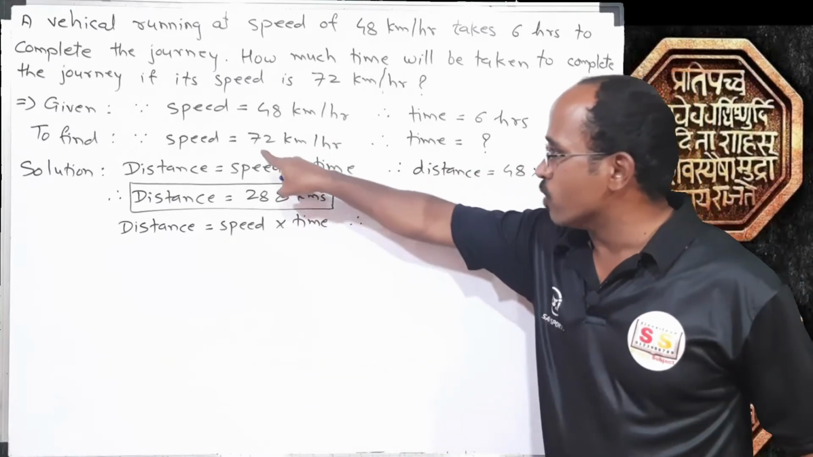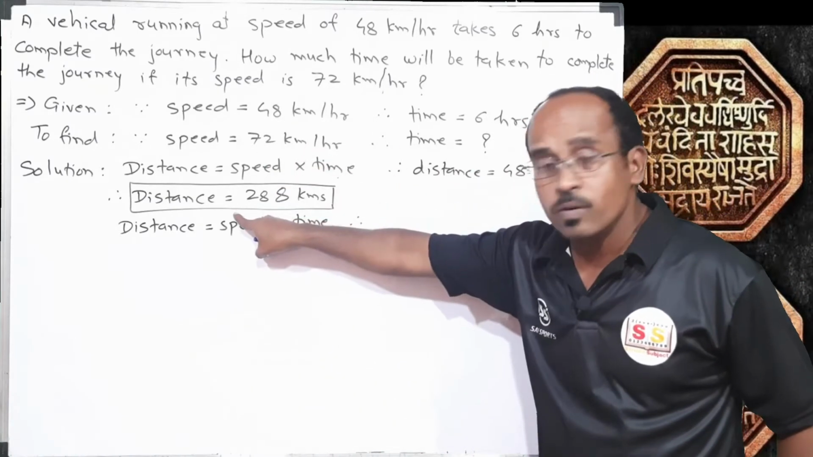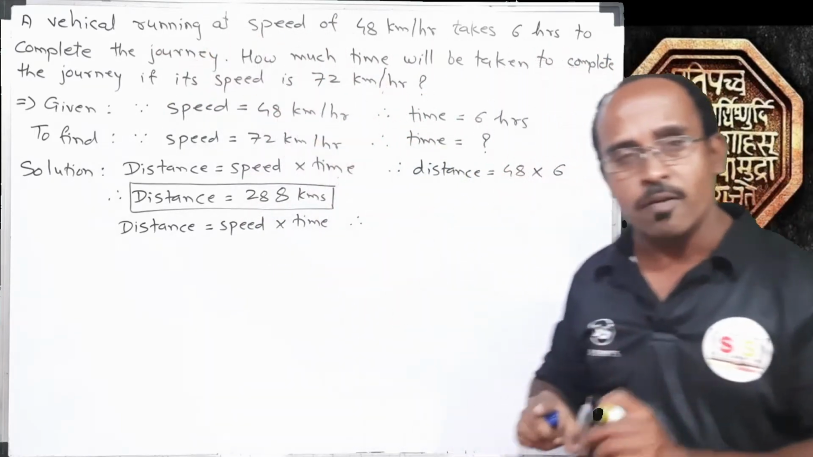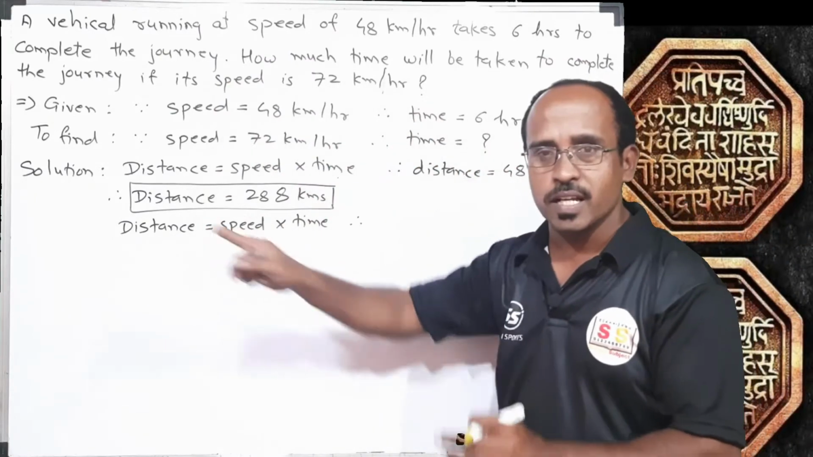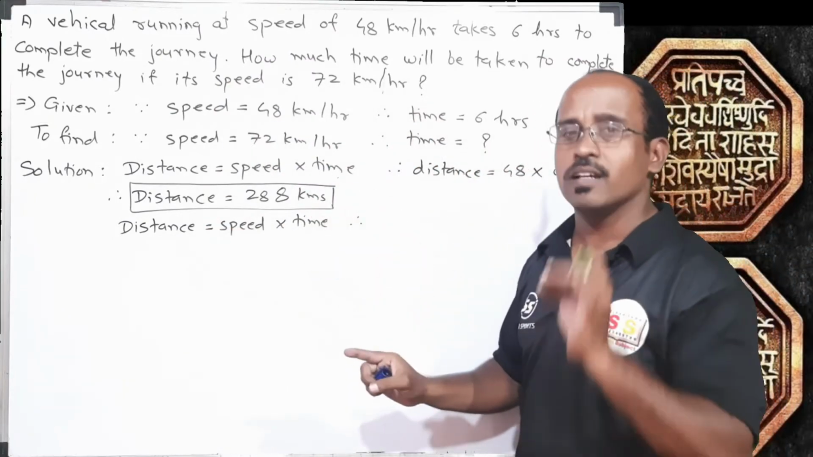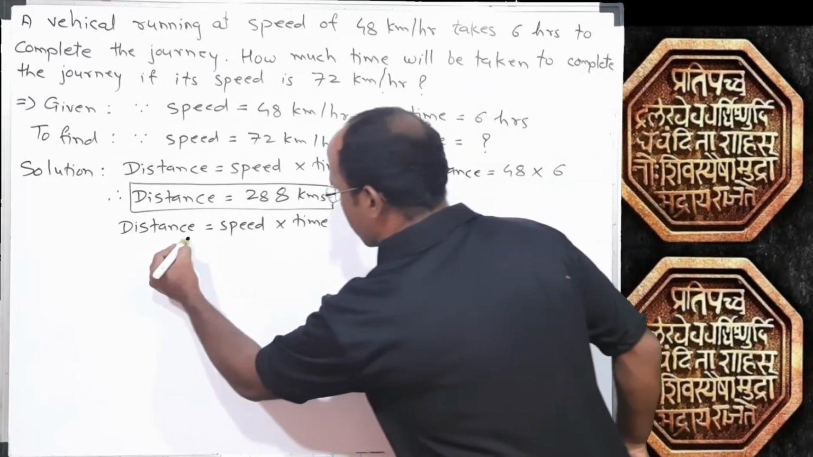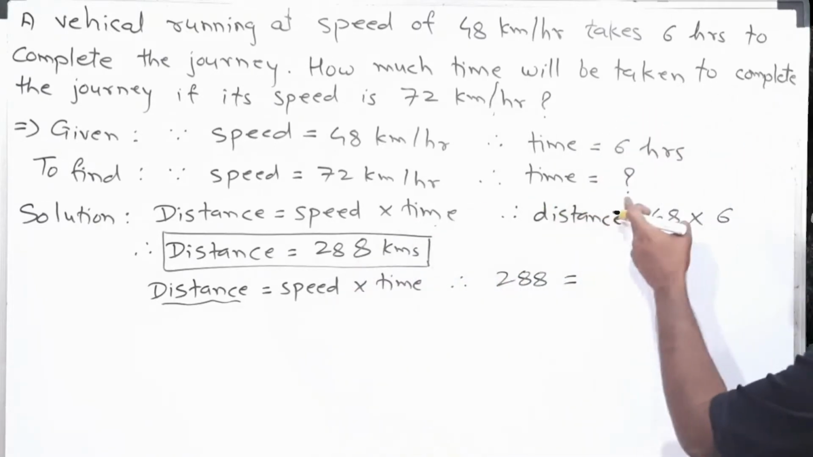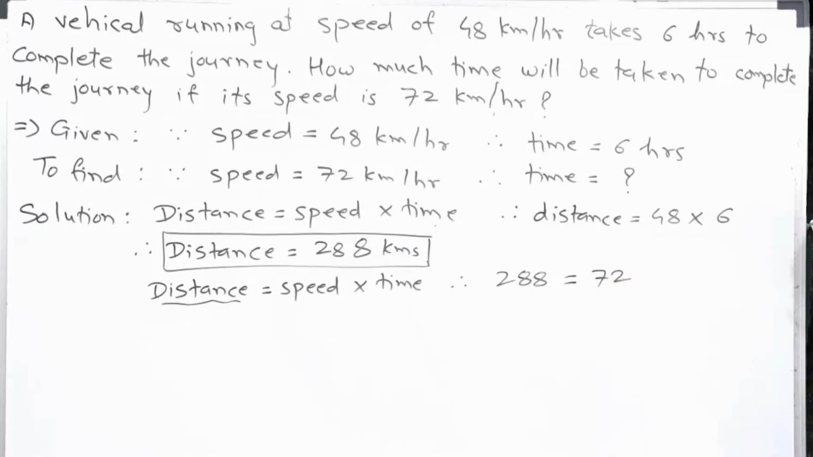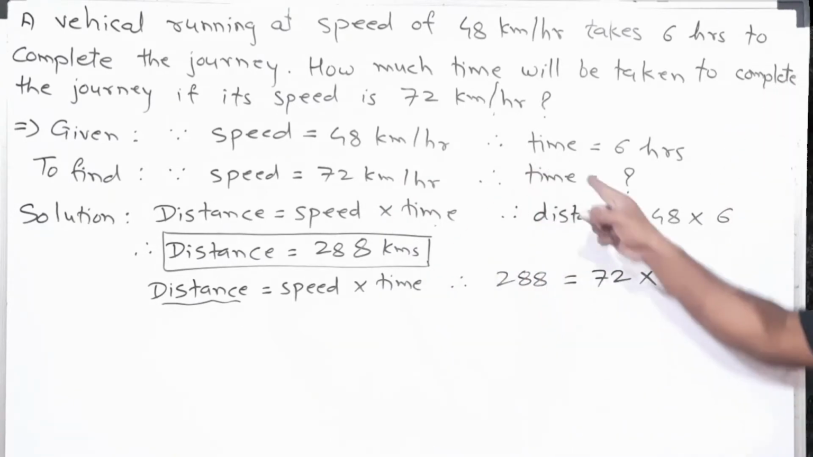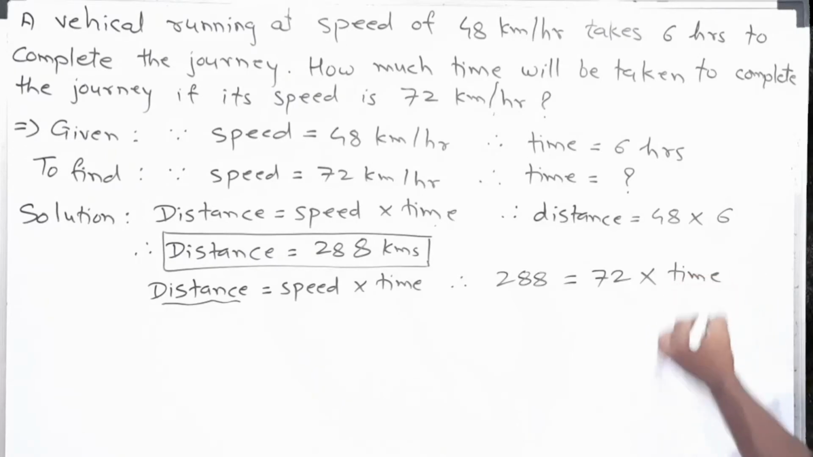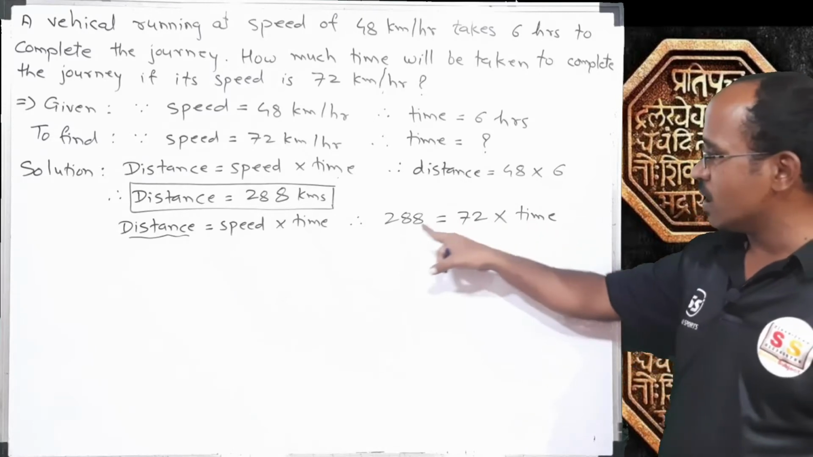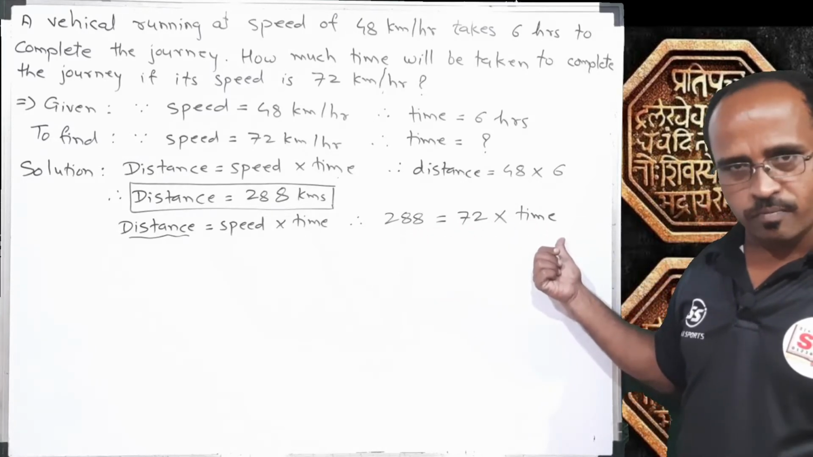Which values do we have? We have speed, which is equal to 72. We have distance, which is equal to 288, because we are talking about the same journey. How much time will be taken to complete the same journey means distance is not changed. This 288, which is not changed, we have to use it at the place of distance. So 288 is equal to speed. Is speed given? Yes, speed is equal to 72 kilometers, into time. Is time given? No. So let's write time as it is. Got it, students? Now 288 is equal to 72 into time. Among these three, two values are given. We have to find out the third one. Easy for us.